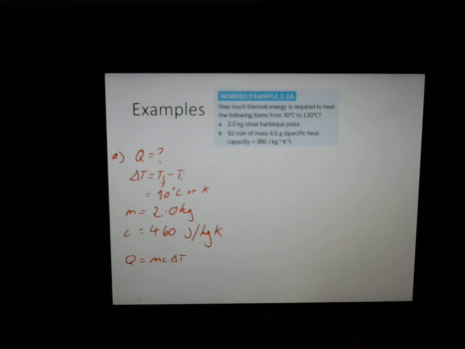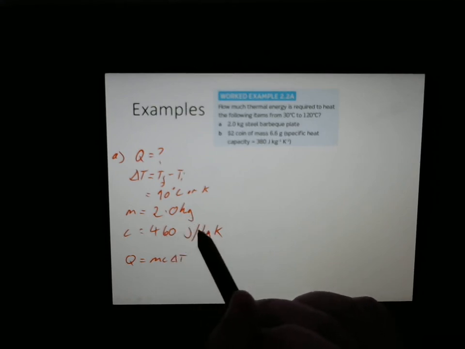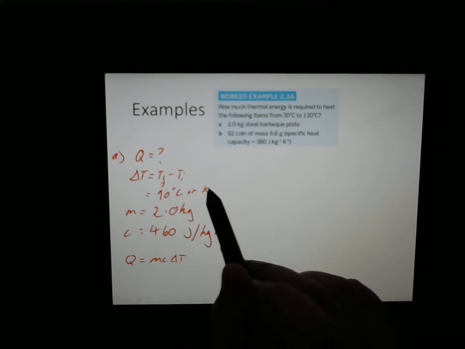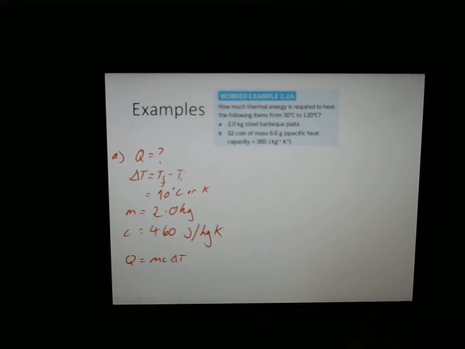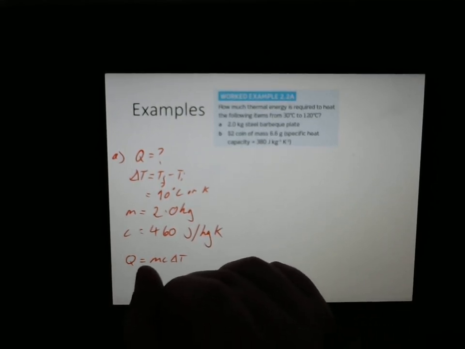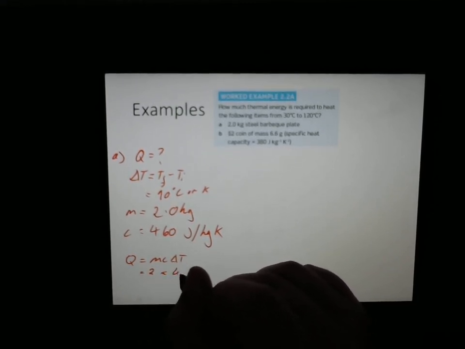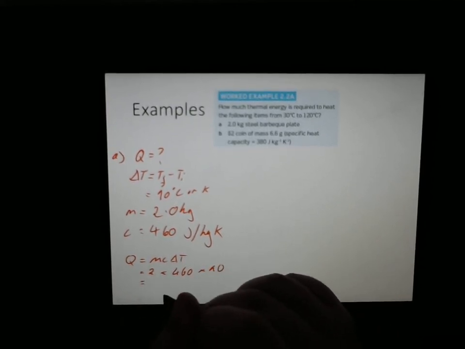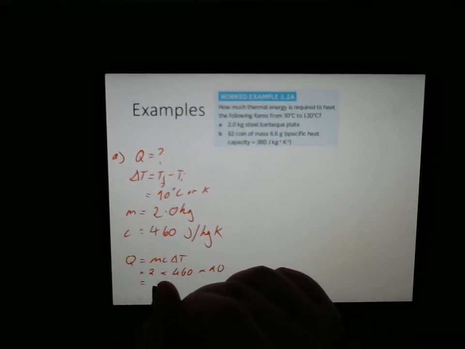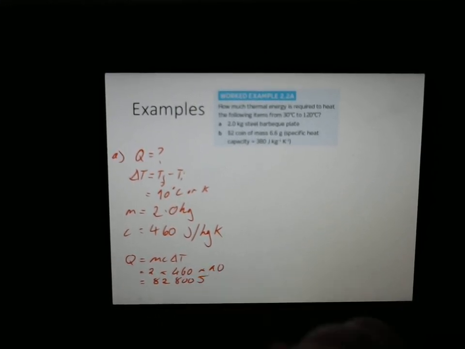But let's have a look at the units. 2 kilograms. This is in joules per kilogram, so that's good. We've got the right specific heat capacity for the kilograms. This is in centigrade or Kelvin. That's in Kelvin, so that's okay. These things all match up. Now we just need to substitute and solve. M equals 2, C equals 460, difference in T equals 90. Plug that into a calculator. We're going to get 82,800 joules.